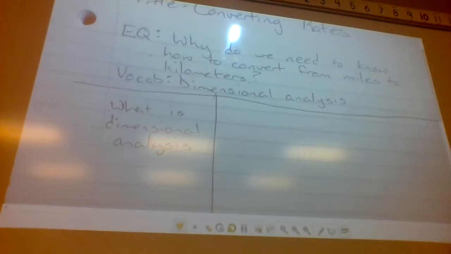Okay? What a dimensional analysis is, it is a process. It's a process of including units of measurements as factors when you compute.